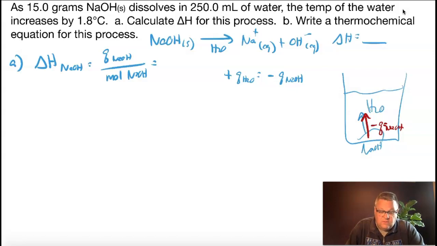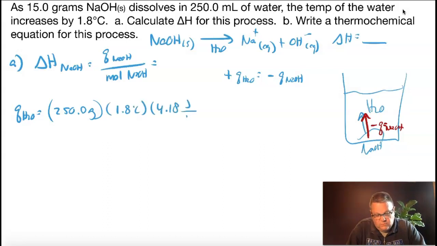All right. The reason we're doing that is we can calculate Q water. Q water is mass of water, 250 milliliters, 1 gram per mil density of water. Okay. That's true of anything even made in water. If you see a solution, that solution has a density of 1 gram per mil. Okay, so that's the mass of the water. Delta T is 1.8 degrees Celsius and 4.18 joules per gram degrees Celsius. That's the specific heat of water. Okay.